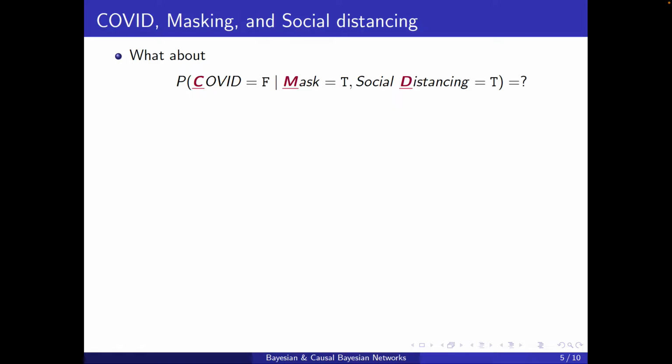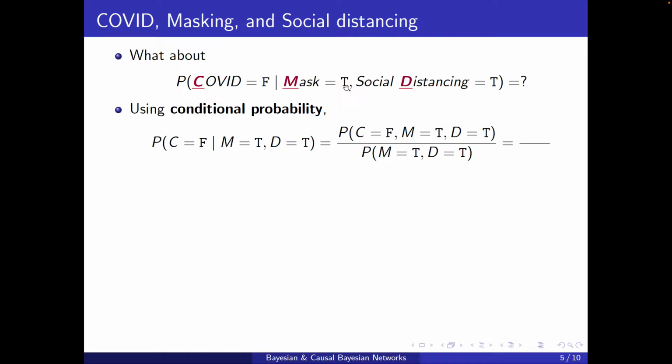Now, what about the original inquiry? The probability of COVID being false given that I wear a mask and I abide by social distancing. Here it's a bit changed. Both of them are true. So if I want to answer this, I will use the same technique.